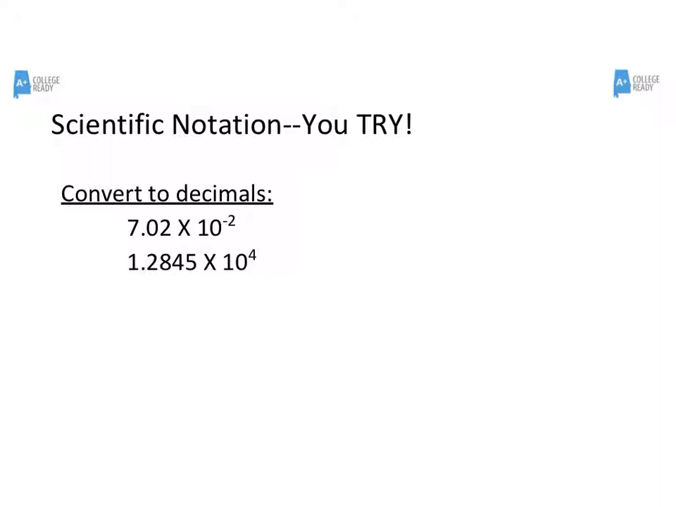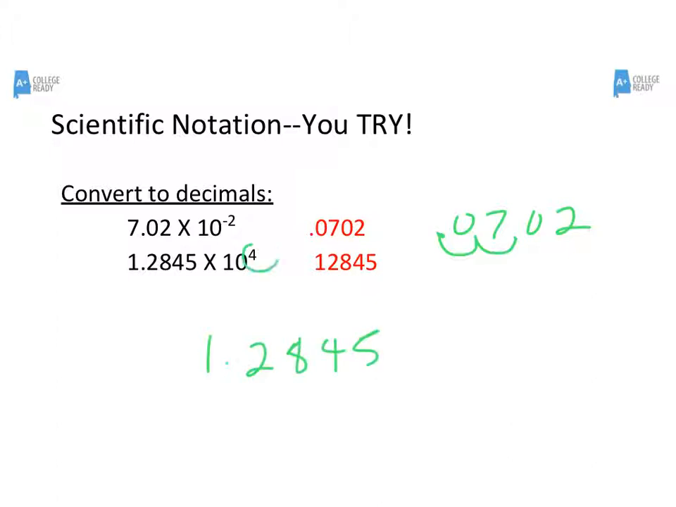You try. Convert these numbers to decimals. So 7.02, I have a negative exponent, so I'm going to move it to the left 2 places. 1, 2, 0.0702. Here I have a positive exponent, so I'm going to move it to the right as many places as my exponent asks. 1, 2, 3, 4, giving me my answer.